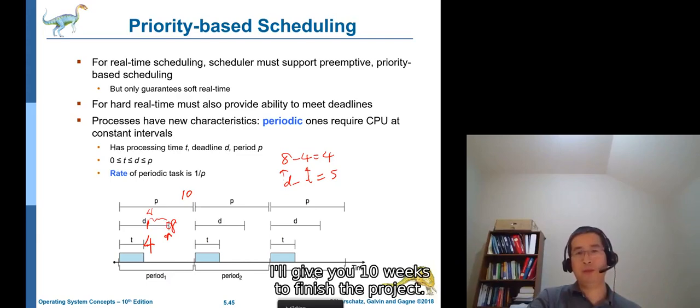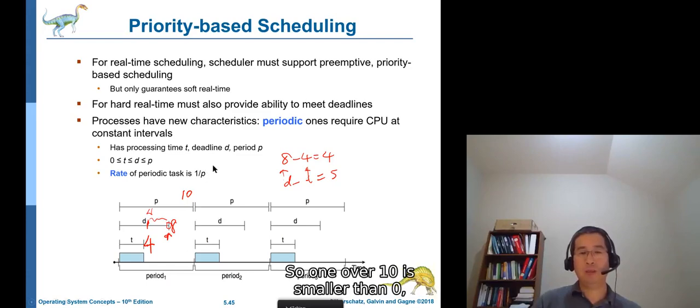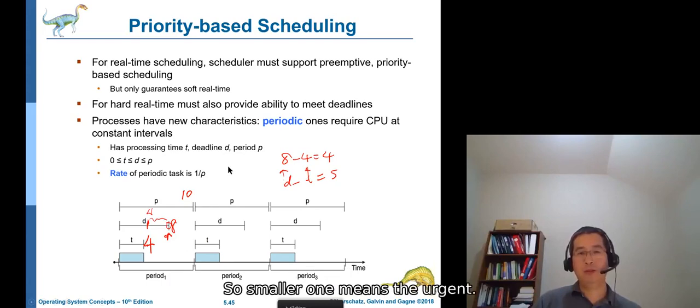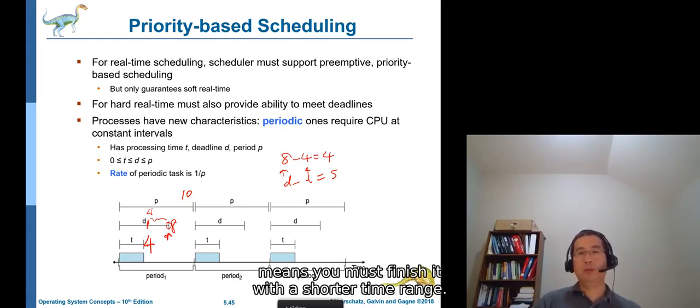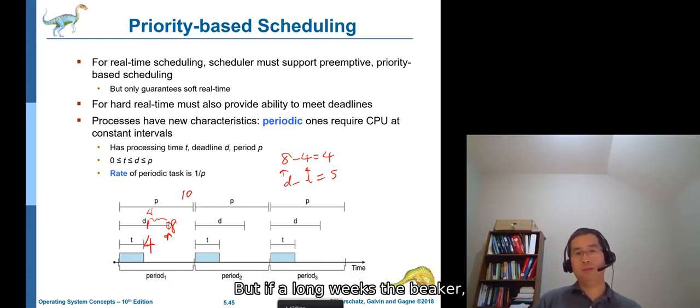For example, I give you 10 weeks to finish the project. Seems you have more flexibility than if I give you only 1 week to finish. So 1 over 10 is smaller, that's 0.1, and 1 over 1 week is 1. So the smaller one means urgent. You have less flexibility. So smaller means high priority. For those jobs, you must finish within a short time range.